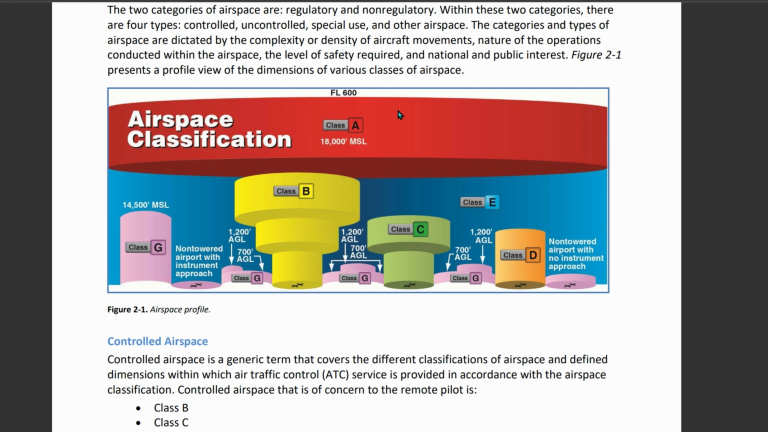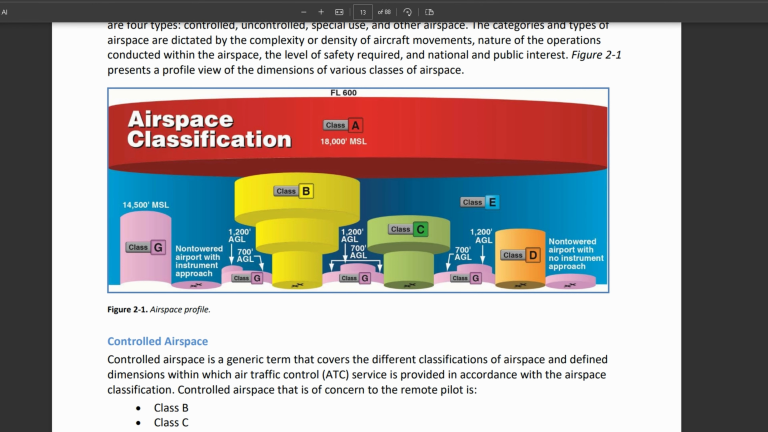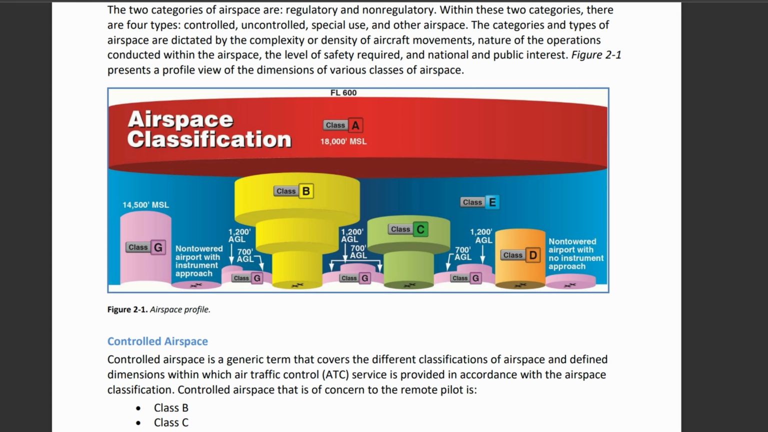We're looking at airspace classifications, operating requirements, and flight restrictions. First, we're going to do an introduction of the different airspace classifications. So, there are two main types of airspace. Airspace is either regulated or it's non-regulated. And in between this regulated and non-regulated, there's four more categories under that. So you would have controlled, uncontrolled, special use, as well as other. And other could be for like any military operation.